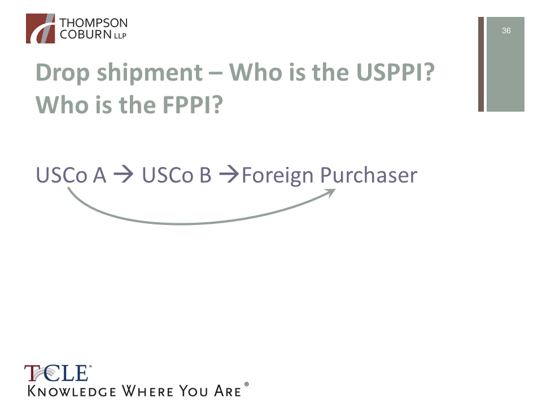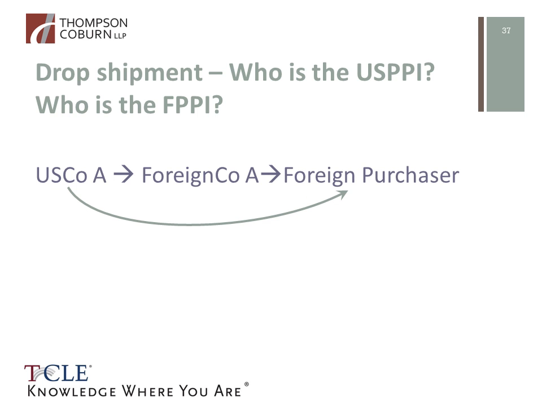So who's the FPPI, the foreign principal party in interest? I think that one's pretty obvious. And then the question is, which value? Is it the value from U.S. Company A to U.S. Company B, or U.S. Company B to the foreign purchaser? And it's going to be the value of U.S. Company B to the foreign purchaser. That's the relevant transaction, and that is going to be the value for the export.